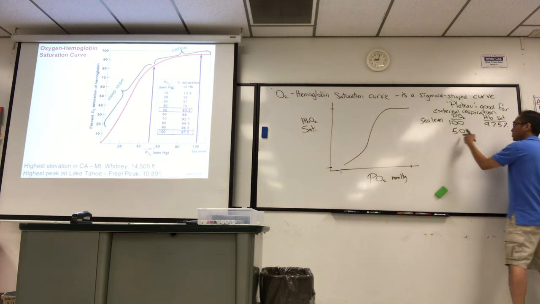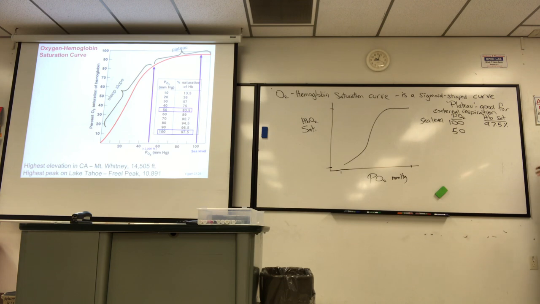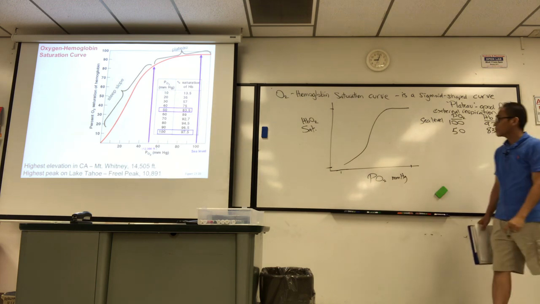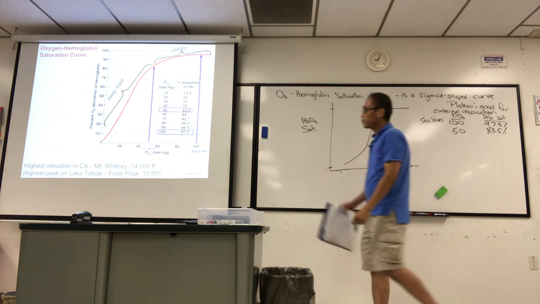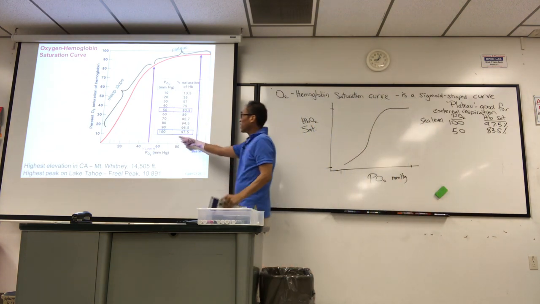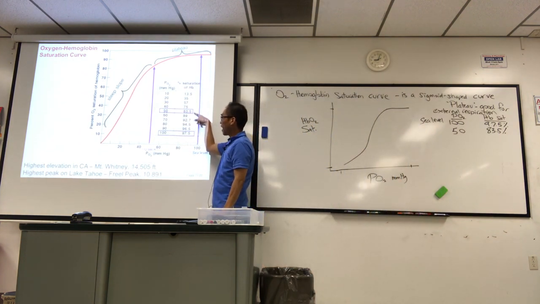You drop oxygen tension by half, but saturation doesn't cut in half. What's half of 97? Like 43 point something. But actually, saturation remains high at about 83.5%. So it's not a linear relationship. Because if you cut it in half, this number should be cut in half, but it's not. Can you see what I'm saying there?